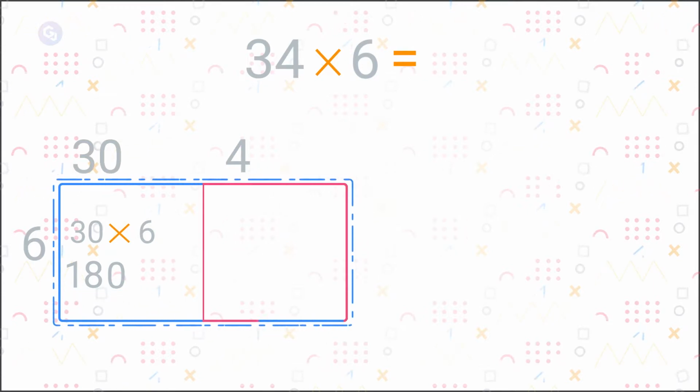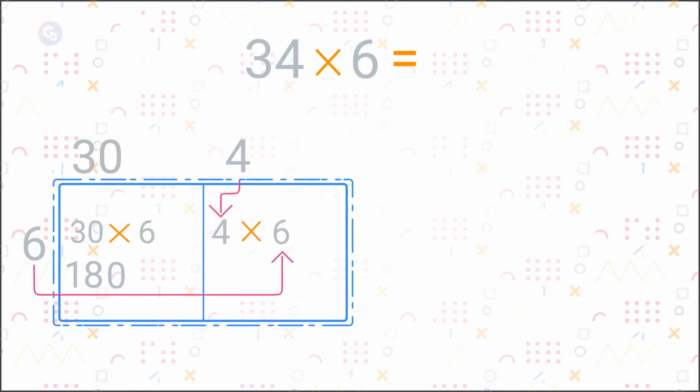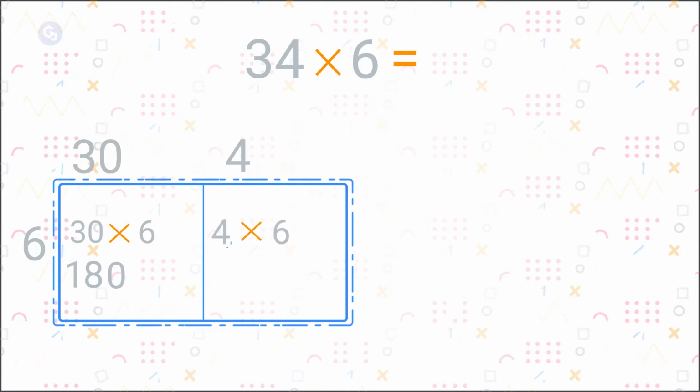Next, what should we multiply in this box on the right? Well, in this box, we're multiplying 4 times 6. What does 4 times 6 equal? Well, 4 times 6 is a multiplication fact you should know. 4 times 6 is 24.